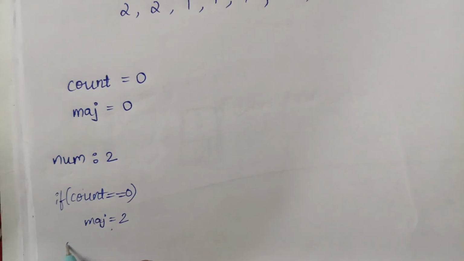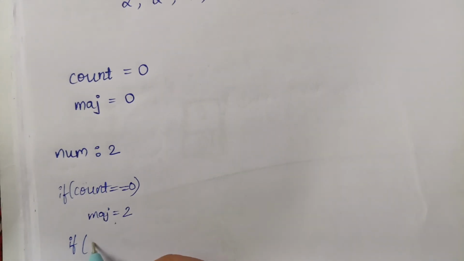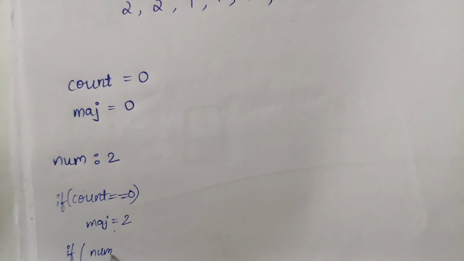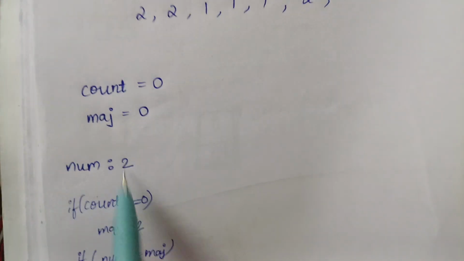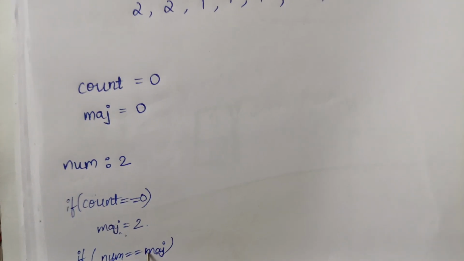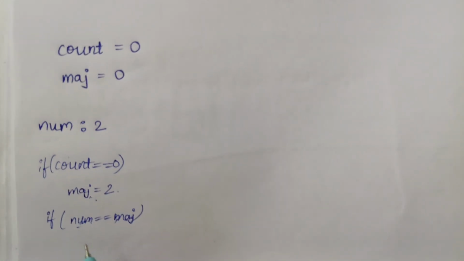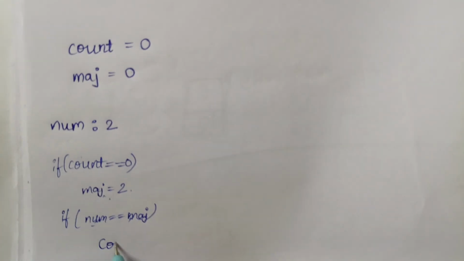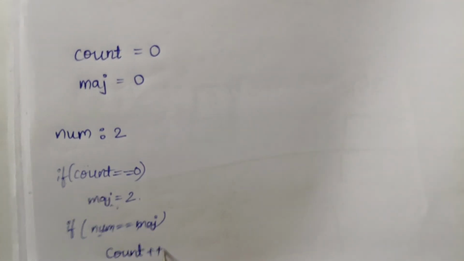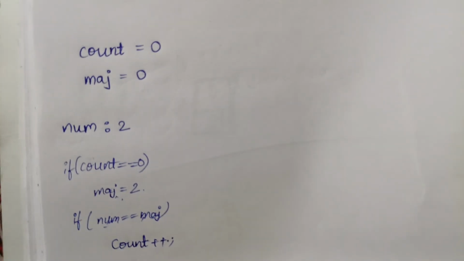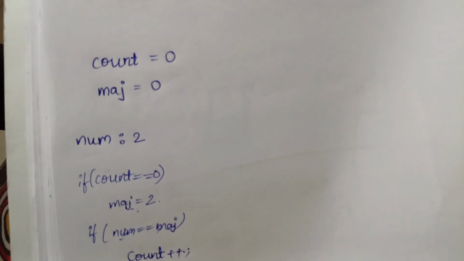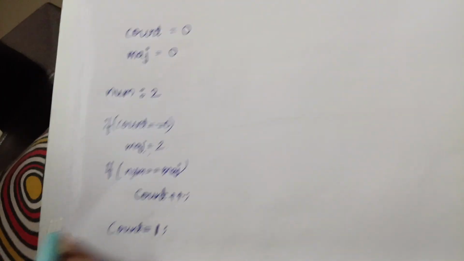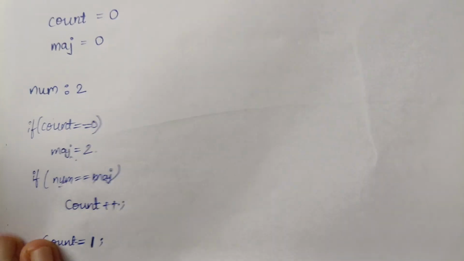Now we are again writing one more if condition, that is if num double equals majority. What is the num value now? Num value is 2, majority value is also 2. If both are equal, then you do count plus plus. So the count becomes 1 from 0. Have you understood? Since the if condition is getting satisfied, we won't write the else condition here.